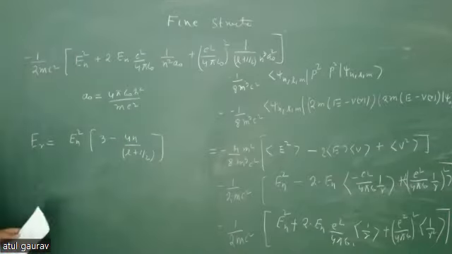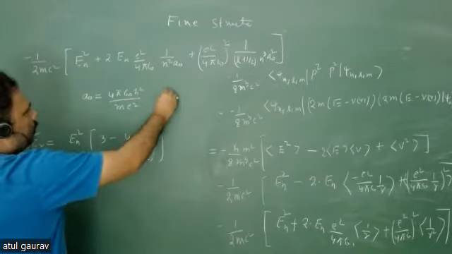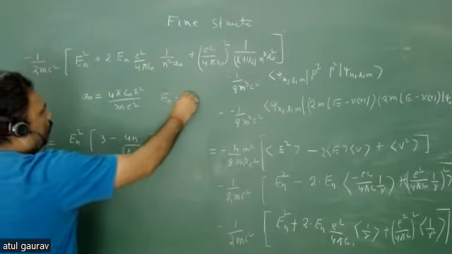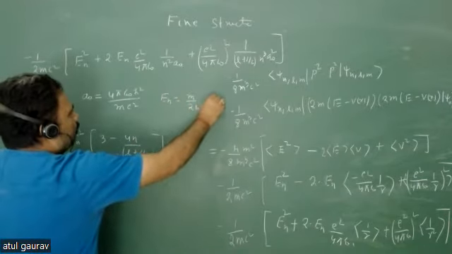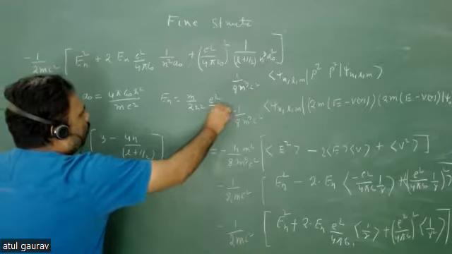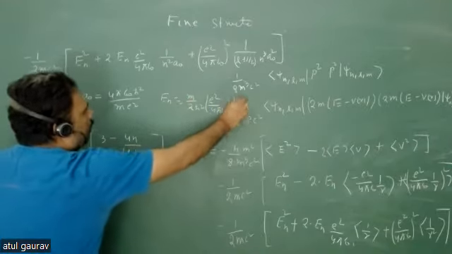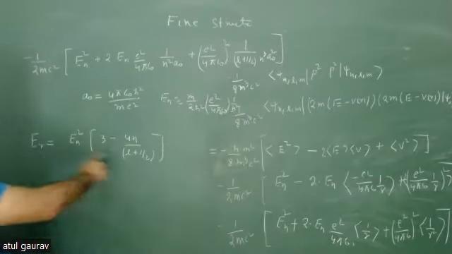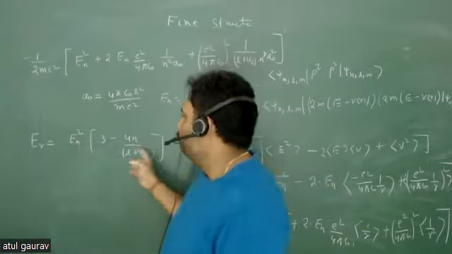What is en square? You can take this en as what? M upon 2 h cut square, e square by 4 pi epsilon naught, with the negative sign, 1 upon n square. So this is your en square, and you can find your relativistic correction in terms of the radial part.